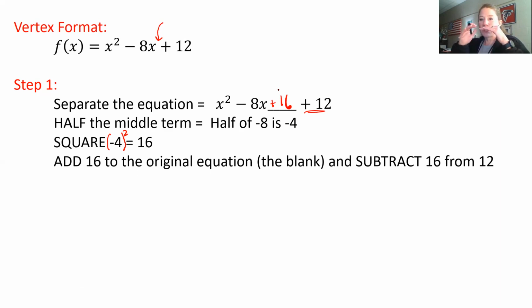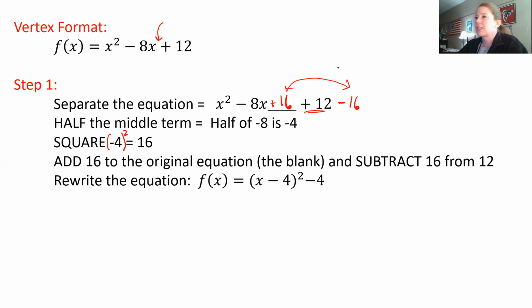In order to keep our equation equal, if we add something, we also have to subtract the same amount, because we're all still on the same side of the equal sign. This is a combination of 0, so it's still equivalent to our original. Then it says rewrite the equation. Since we got that -4, we're going to rewrite it as x minus 4 squared. And then what is 12 minus 16? -4. That is our new equation in vertex form.